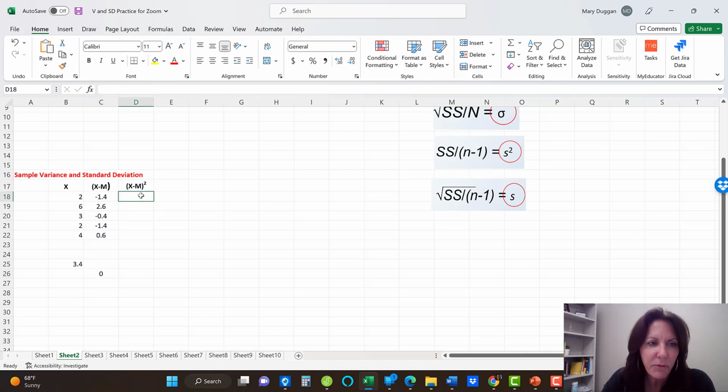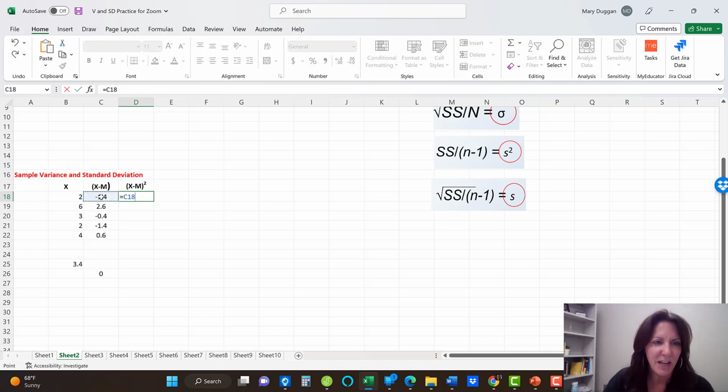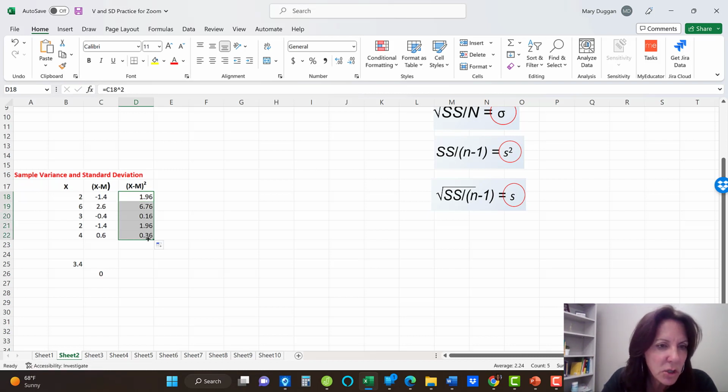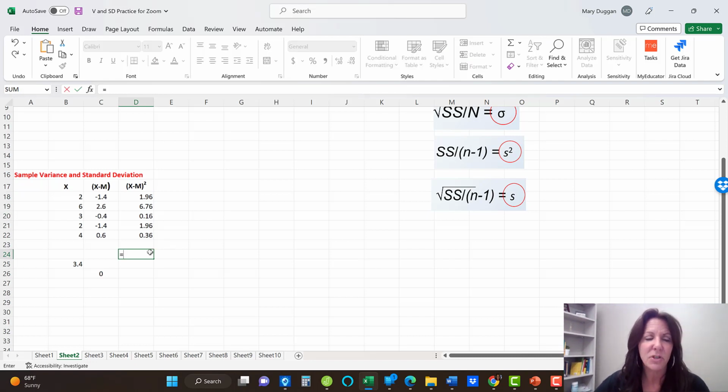The next step for the sum of squared deviations is to square the deviations. So I'm going to do that. I'm going to take each deviation and just do it quickly using Excel. You can check to make sure that I've done this right, but I'm just basically squaring each deviation score.